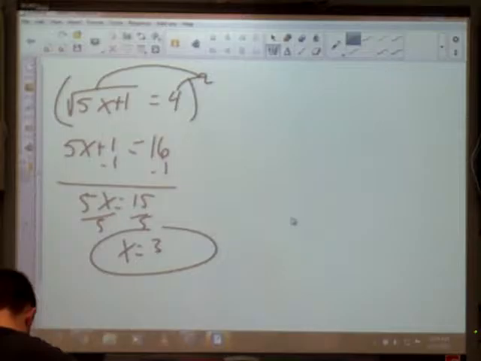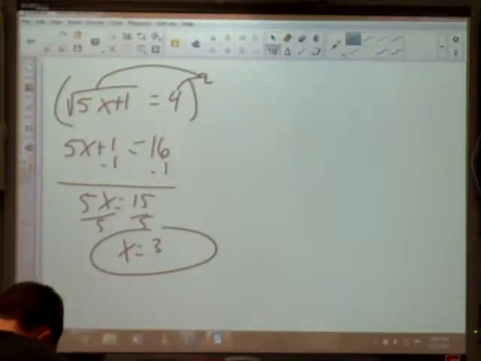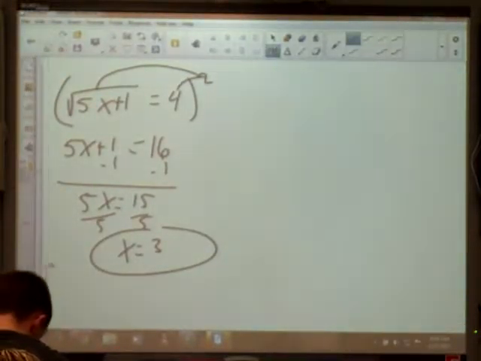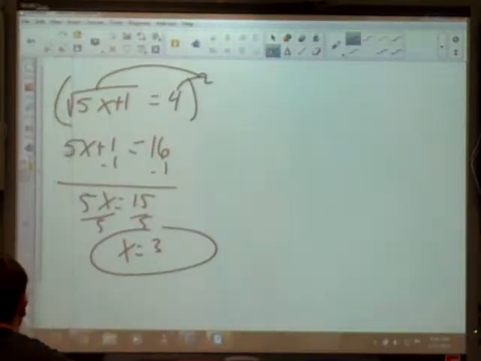Okay, this one, I've got the square root. Whoa. Usually I don't start doing this till late today.